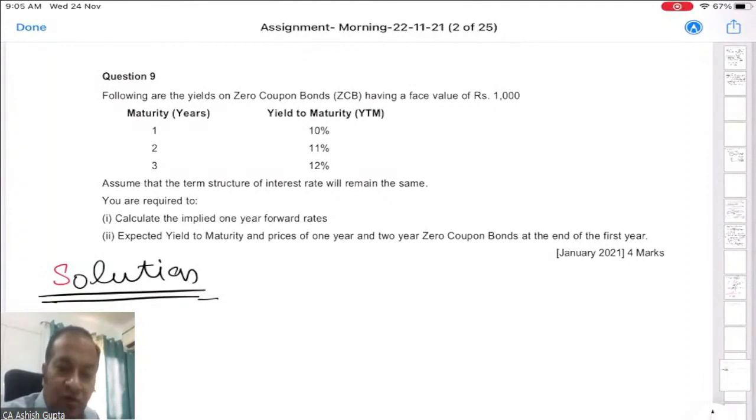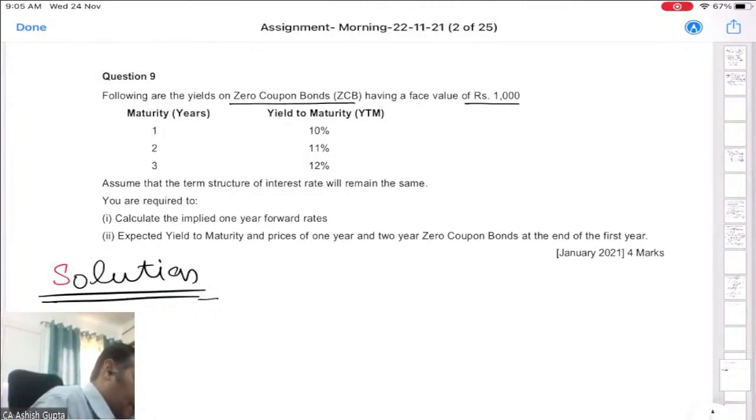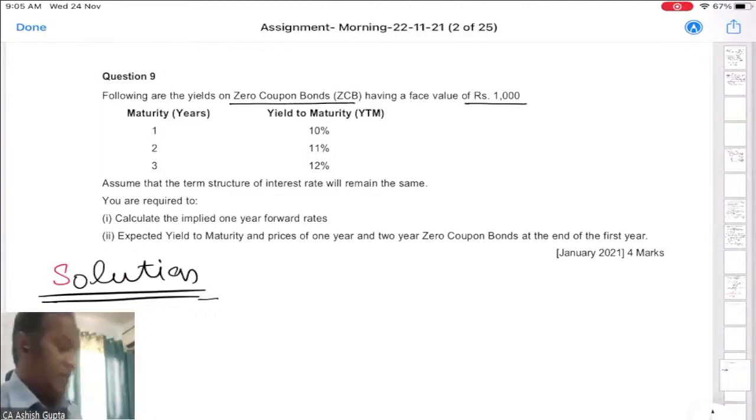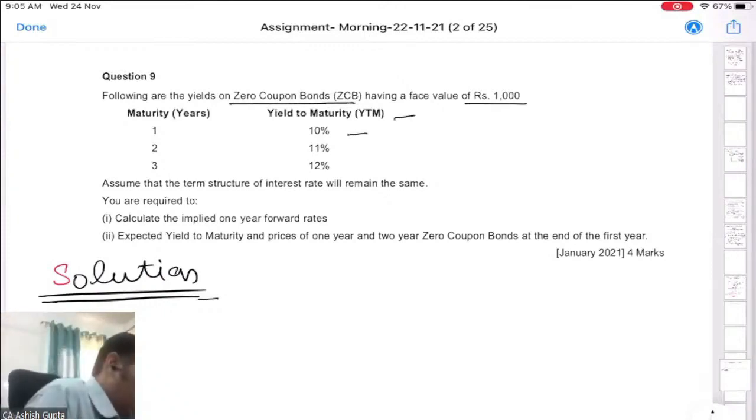Now, student, please read the question carefully. It says that the following are the yields on a zero coupon bond having a face value of 1,000. So here the yield has been given to us. Please remember this term, it is very important: zero coupon bond.